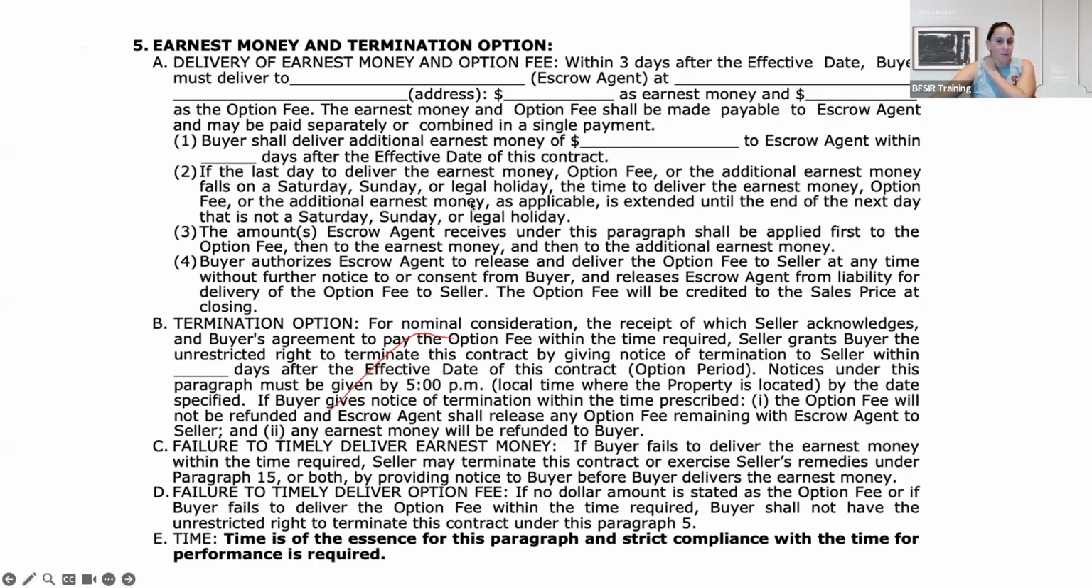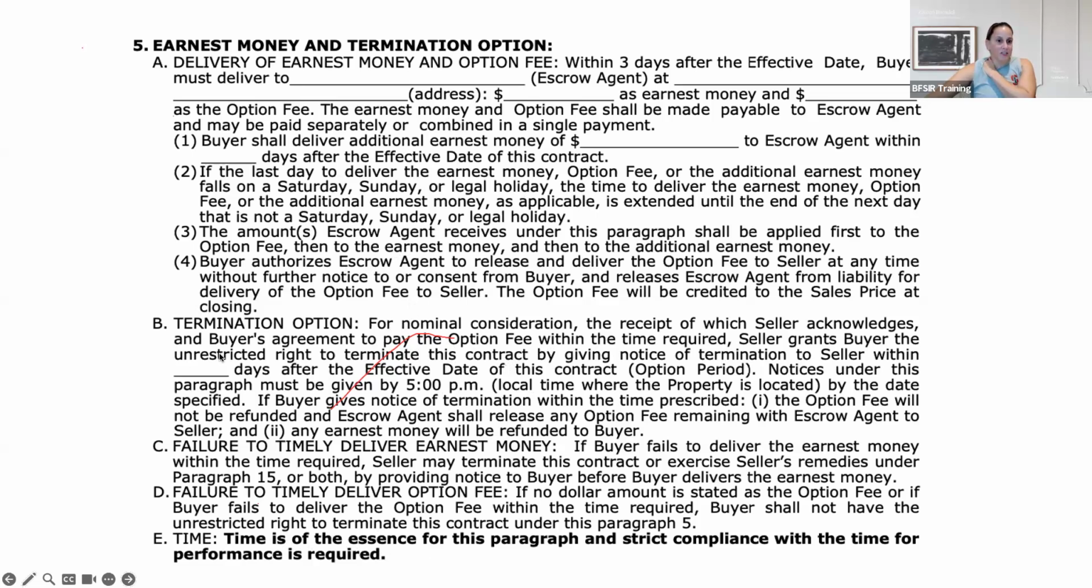And then this is additional option money. This says if the last day to deliver the earnest, option, or additional earnest is a Saturday, Sunday, or legal holiday, then the time to deliver it is extended to the next day, right? So you have 3 days, and weekends and holidays count unless it ends on a weekend or a holiday, and then you go to the next business day. Okay? And then termination option. You'll say time is of the essence here, which means you have to strictly comply with all of these dates.